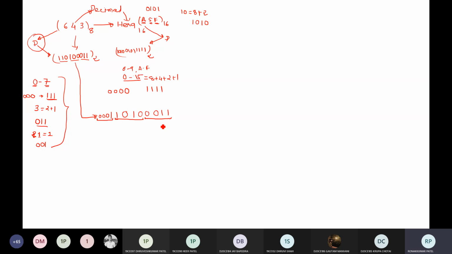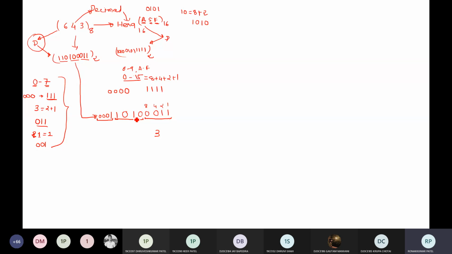So 4 bits. Now convert these 4 bits into the corresponding decimal number. 0011, so what is this? At positions 0, 1, 2, 3: 2 raised to 3 is 8, but it's a 0 so we omit 8. 8, 4, 2, 1. So 2 plus 1, 3. 1010 means 8 plus 2, that is 10.